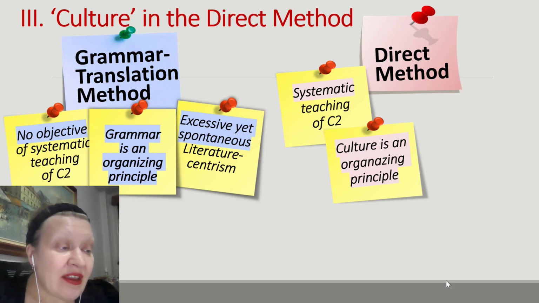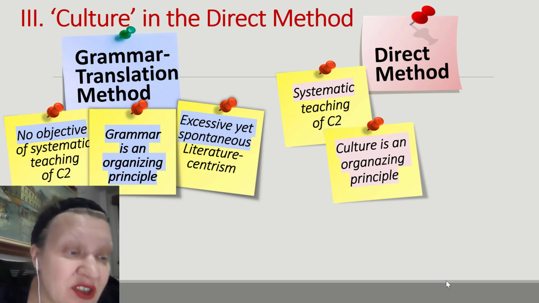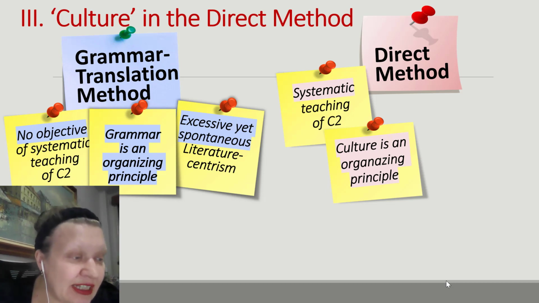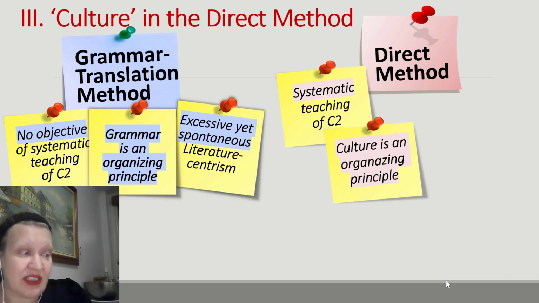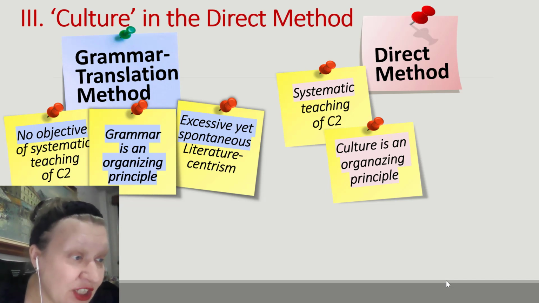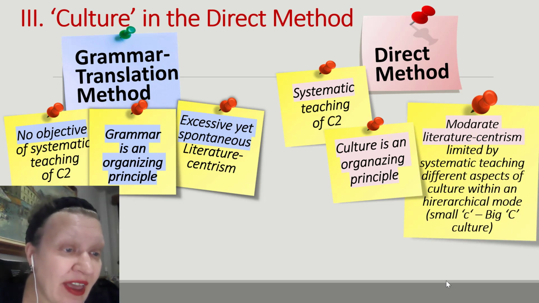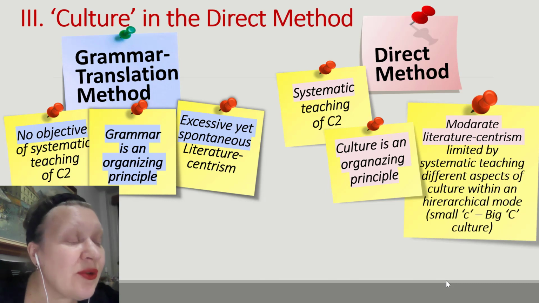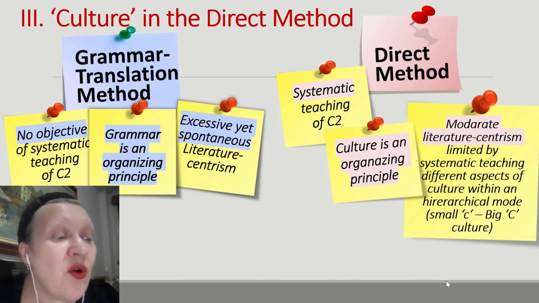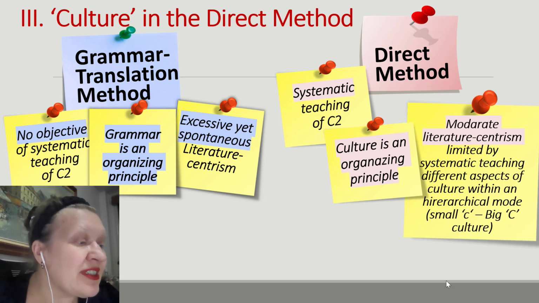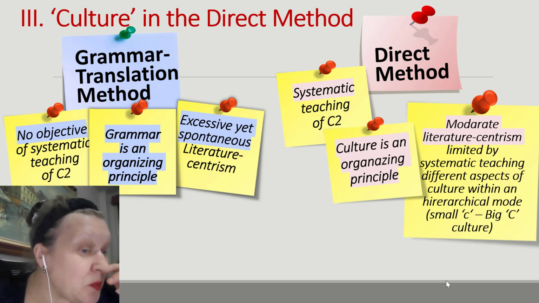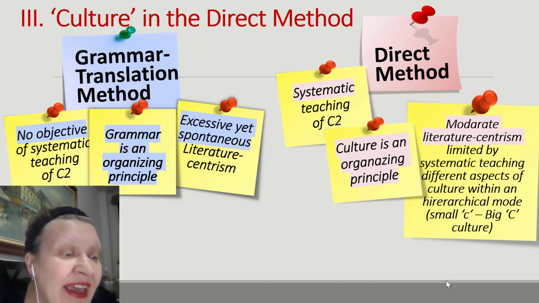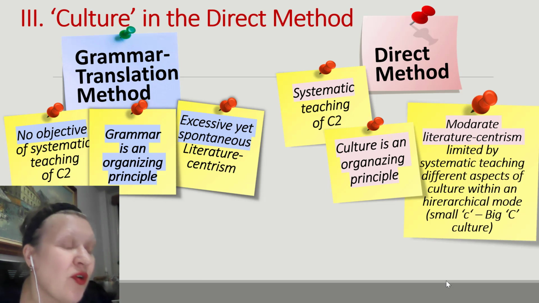Second, the grammar translation method involved an excessive yet spontaneous literature centrism. Many textbooks inspired by this approach suggested learning a second language through reading and translating literary texts. Whereas, based on the national conception of culture, the direct method extended the concept of culture to include a variety of aspects belonging to the small c culture in order to present faithfully the life of a nation. Also, the direct method systematized cultural aspects which should be taught in the second language classroom. Therefore, the literature centrism has been moderated by a hierarchical conception of cultural aspects from the small c to the big C culture.